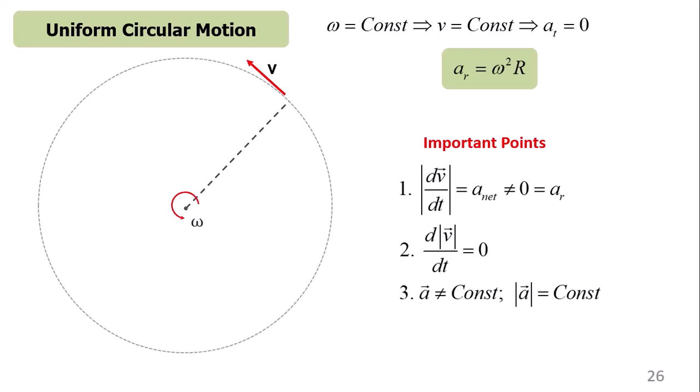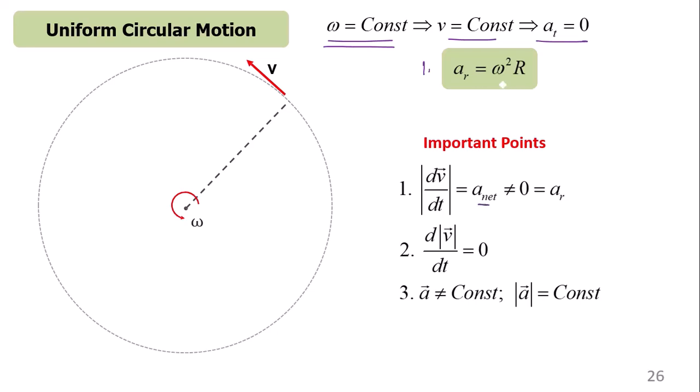You have to understand from the question itself. So for UCM, omega is constant, that is v equals constant, that is AT equals 0. So the only acceleration is omega square r. Now, what is the important point regarding that? The mod of dv vector by dt is the rate of change of velocity, which is the acceleration, and its mod is nothing but the A net. That is not equal to 0.